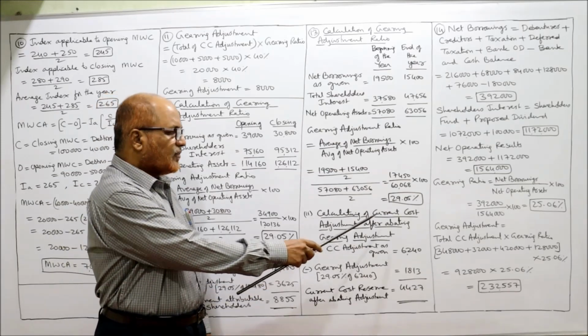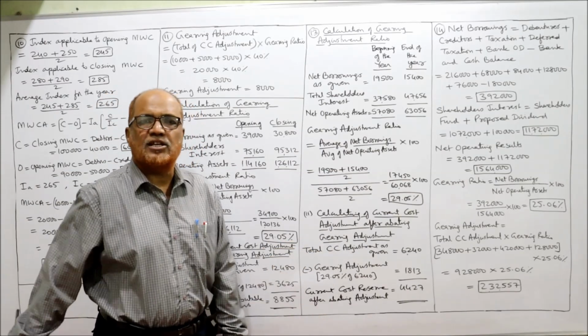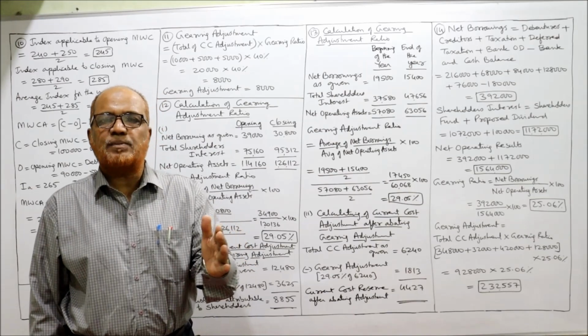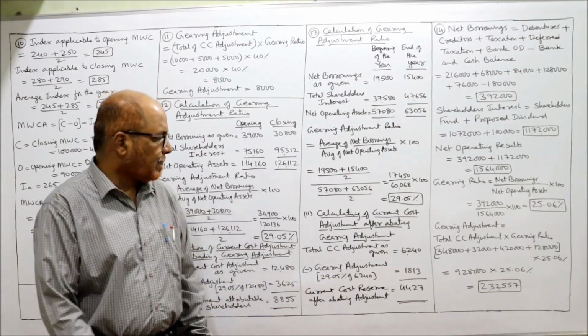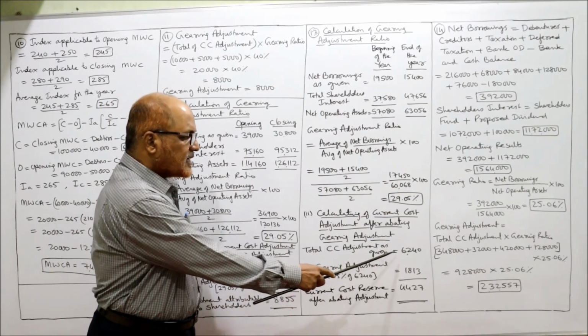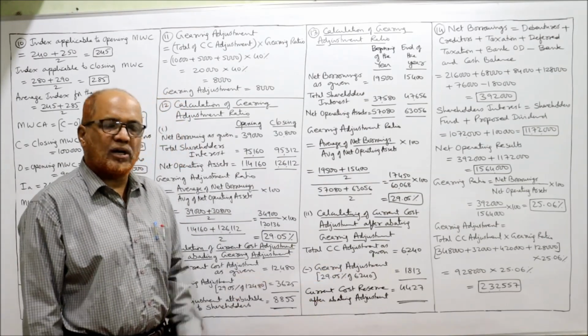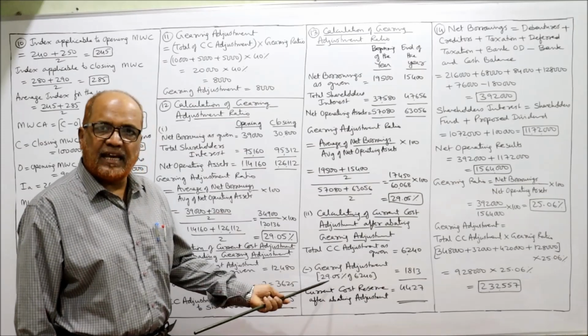Now, calculation of current cost adjustment after abating gearing adjustment. After gearing adjustment, how much is the current cost adjustment remaining for shareholders? Now, total current cost adjustment as given is 6,240. This is the total current cost adjustment minus gearing adjustment.